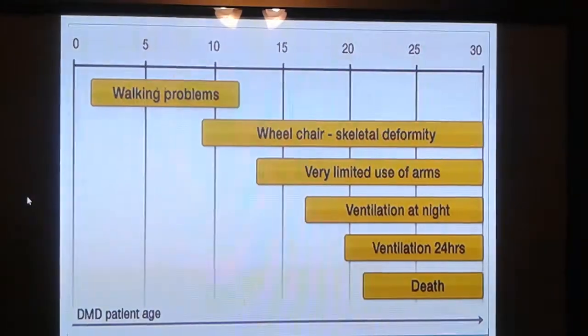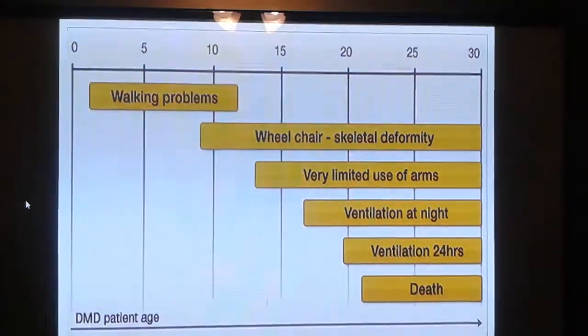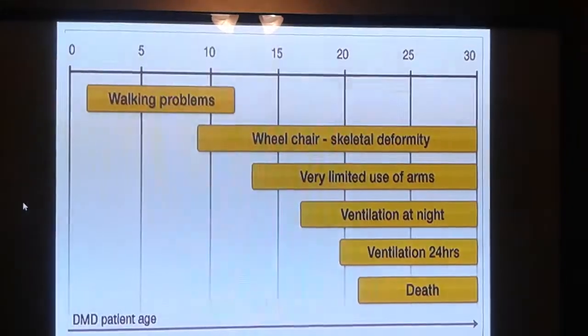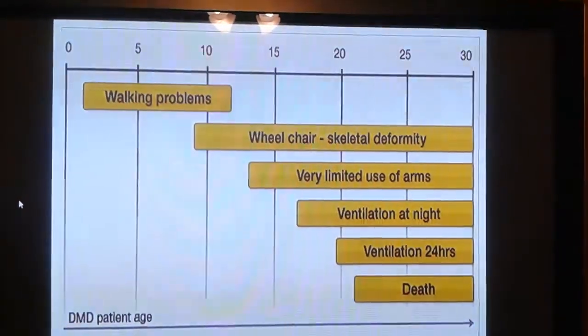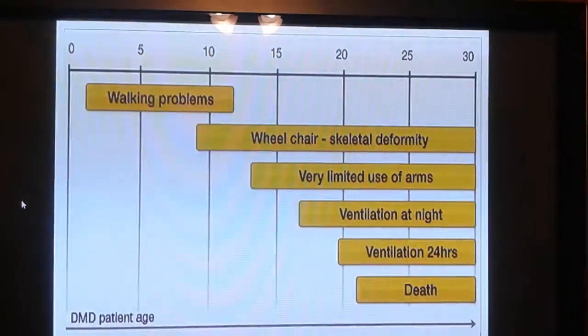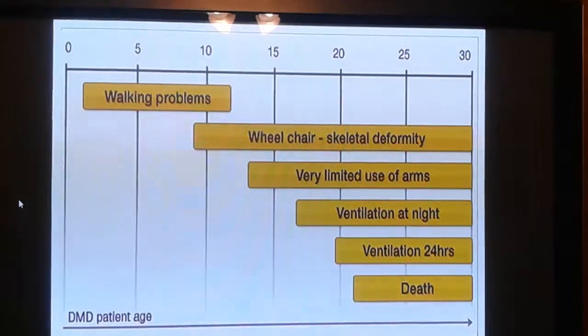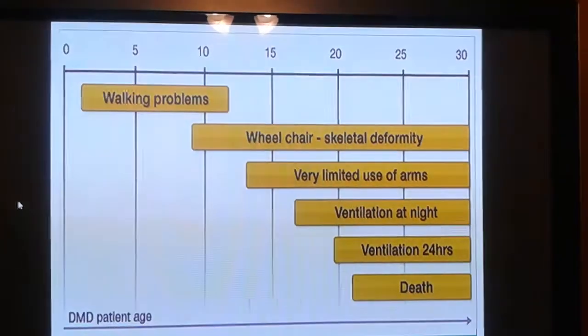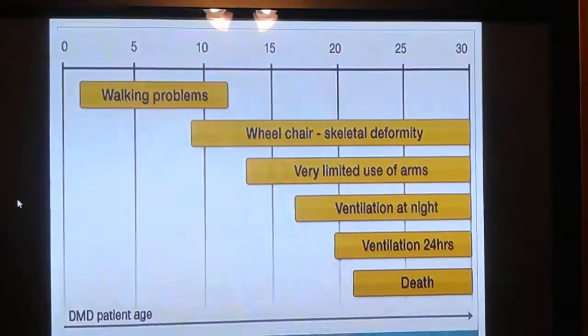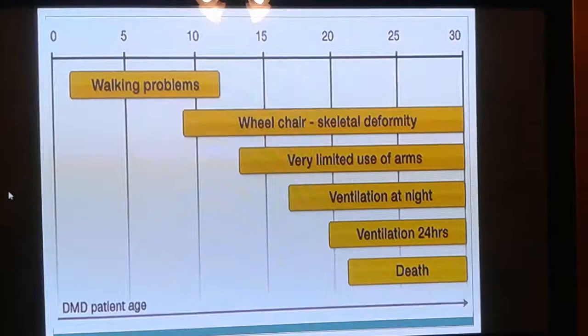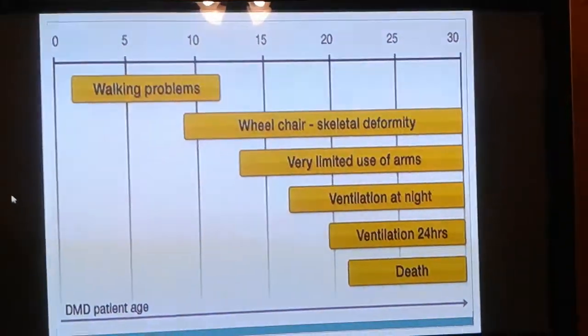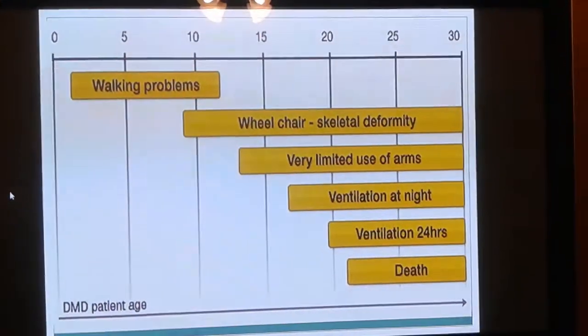This graph shows the advancement of this disease in terms of age. During the first years of the patient's lives, they will develop walking problems. As they reach 9, they will need to use a wheelchair. By 12 years of age, they will have a very limited use of arms. By 16, breathing problems will arise at night. By 20, breathing problems will be nonstop, leading to an early death at a maximum age of 30.